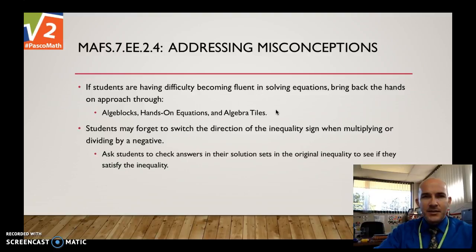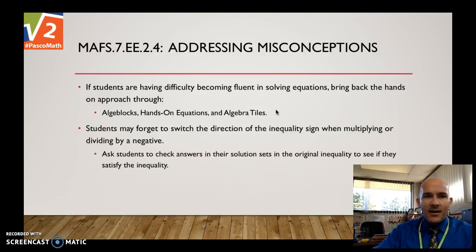So some misconceptions. Some students might have difficulty becoming fluent in solving equations. This work started in grade 6 with 1 step, and you're extending it with 2 step. So I would definitely encourage the continuation of a hands-on approach. Most schools have algebra blocks, hands-on equations, algebra tiles, something that we can concretely solve these equations with before moving to the abstract.